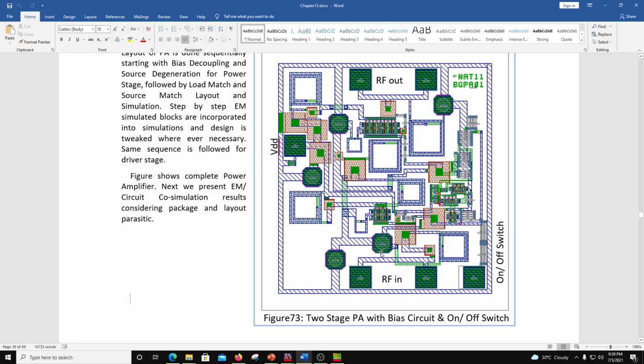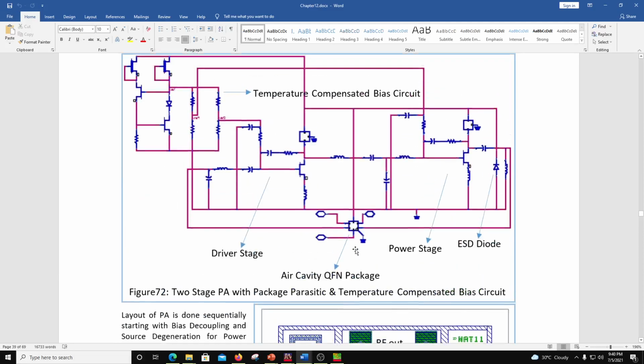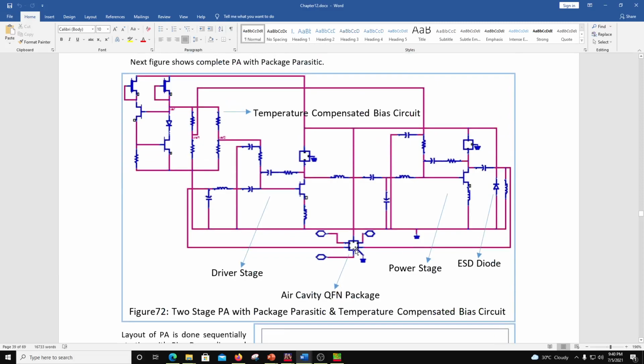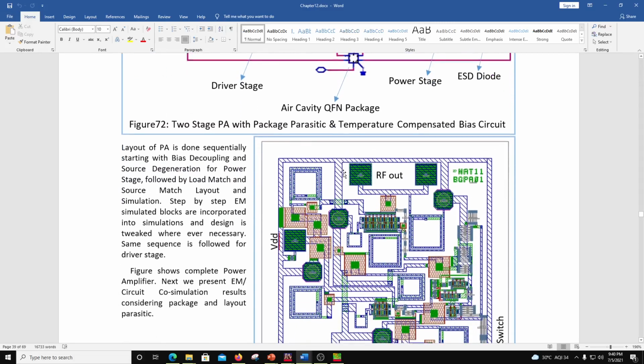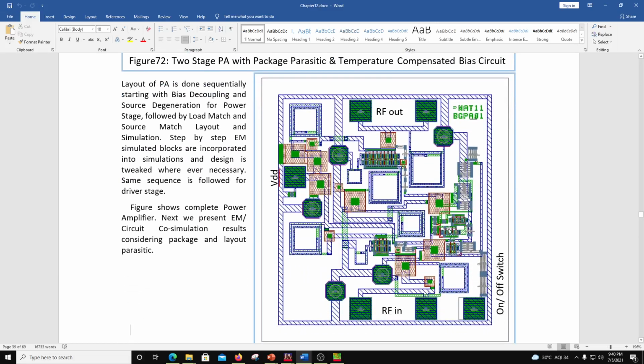And then these three transistors, there is a bias circuit. Okay, there is a bias network, okay, which sits here, and then there is an on-off switch here for switching off this for a standby mode, right? So this is a temperature compensated bias circuit, okay, which sits, I think, in here. So it's a two-stage right now, so it's not a three-stage here, it's a two-stage here, right?